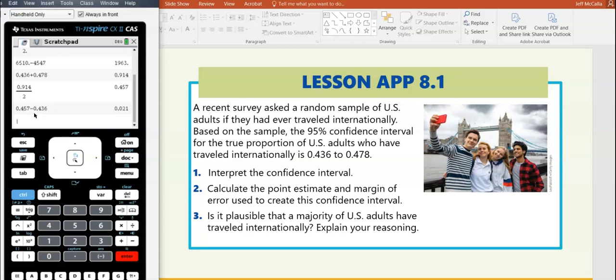Is it plausible that a majority of U.S. adults, a majority would be 50% or more, is 50% in the confidence interval? Absolutely not. We think the true mean is between 43 and 47% there. So we have evidence to say that the true mean proportion, that most adults, the majority of adults, do not travel internationally, which is interesting. That's probably true. Actually, a lot of people have not been out of the country, so that's true. Okay, that's your lesson for today.